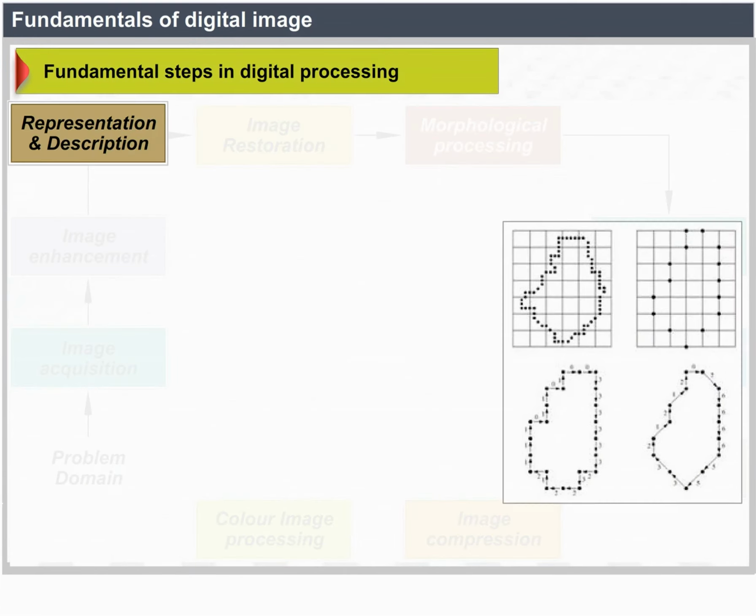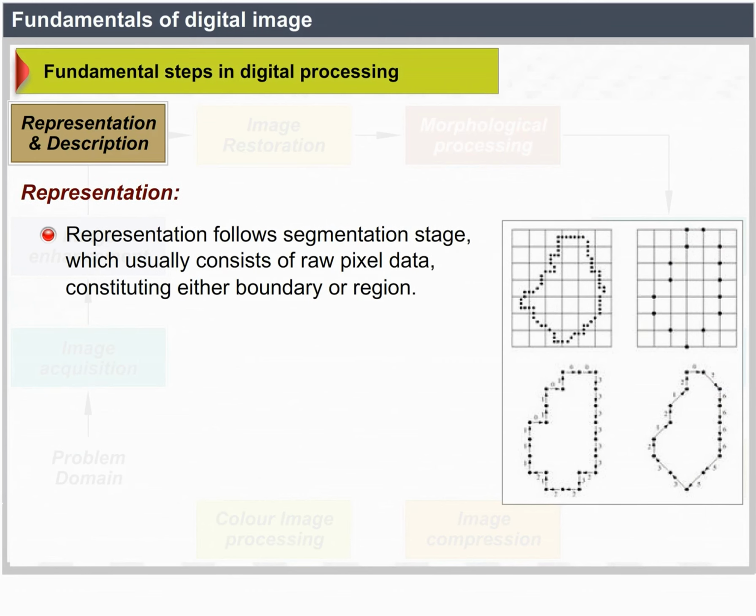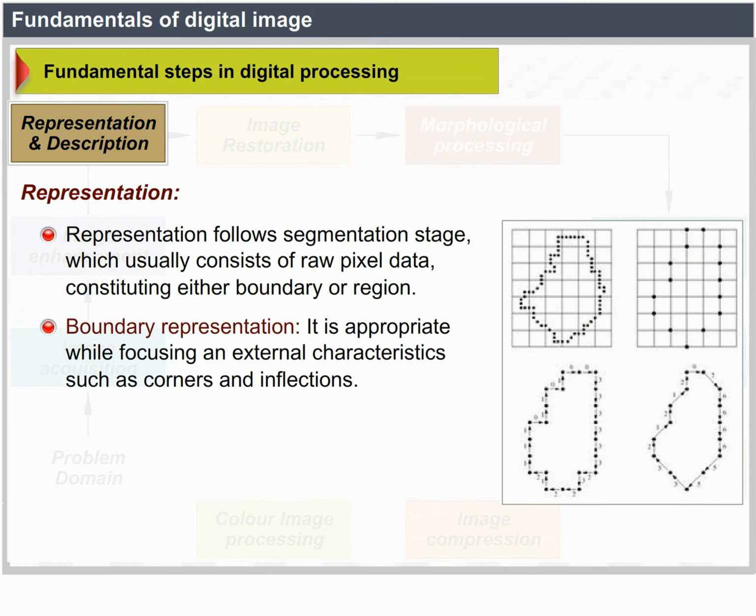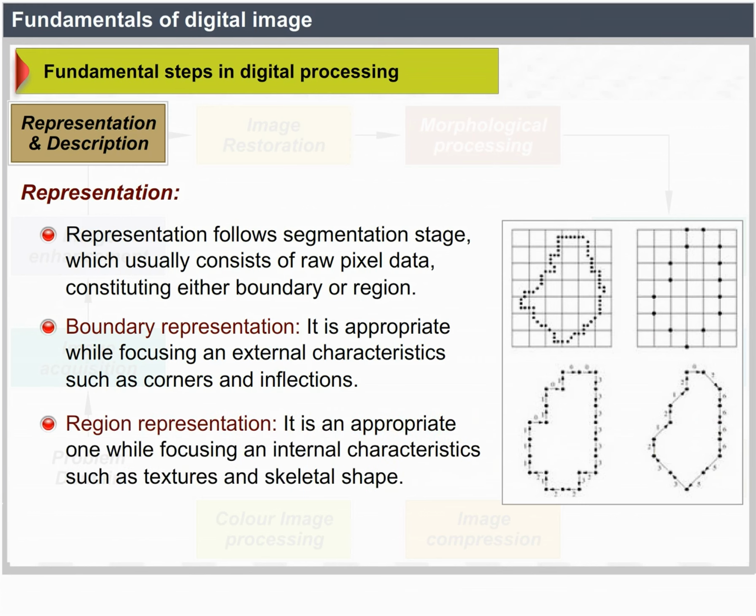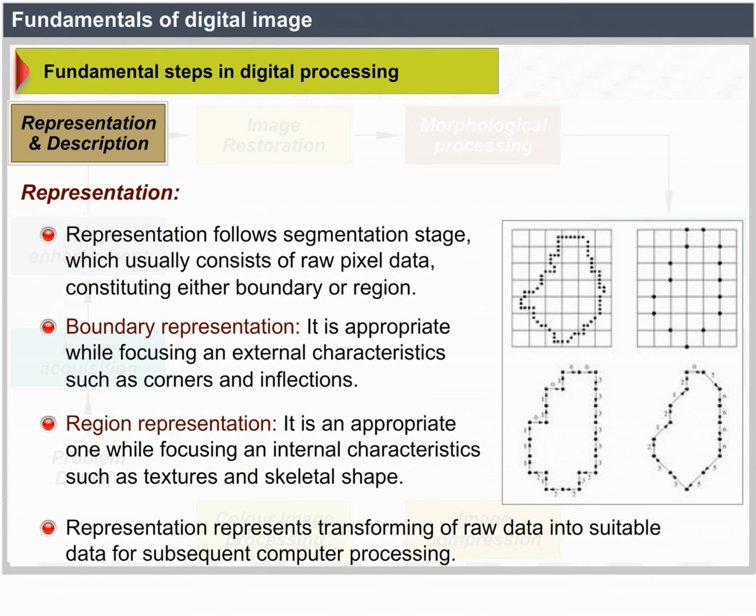Representation and description. Representation, which follows the segmentation stage, is usually raw pixel data constituting either boundary or region. Boundary representation is appropriate when focus is on external characteristics such as corners and inflections. Region representation is appropriate when focus is on internal characteristics such as textures and skeletal shape. Representation is transforming of raw data into forms suitable for subsequent computer processing.